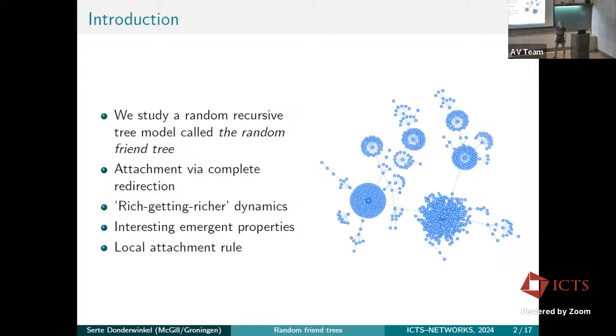You can already see it a bit in a simulation: you have a really skewed degree sequence. You have a few of these hub-type structures and then some small stuff hanging off of it. What's interesting, compared to the preferential attachment model that this maybe reminds you a bit of, is that the attachment rule is local.